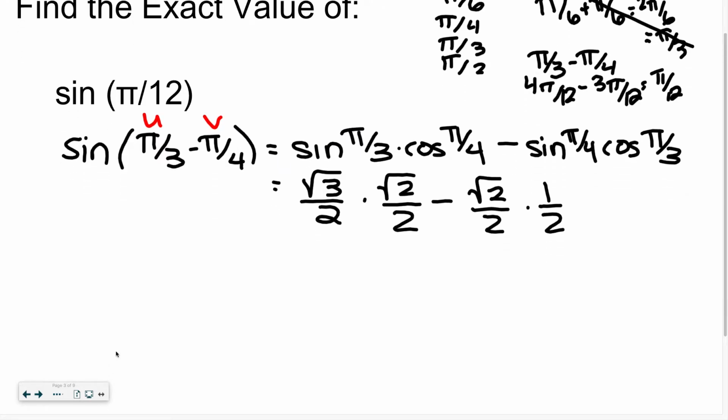And then just kind of clean it up. I would do my multiplication parts first. So remember, when you're multiplying fractions, just multiply across on top and multiply across on bottom. So this will be the square root of 6 over 4 minus the square root of 2 over 4. You okay with that? And then some people might recognize, well, now they're both over 4. They have common denominators, so I can subtract. That's the square root of 6 minus the square root of 2 over 4.